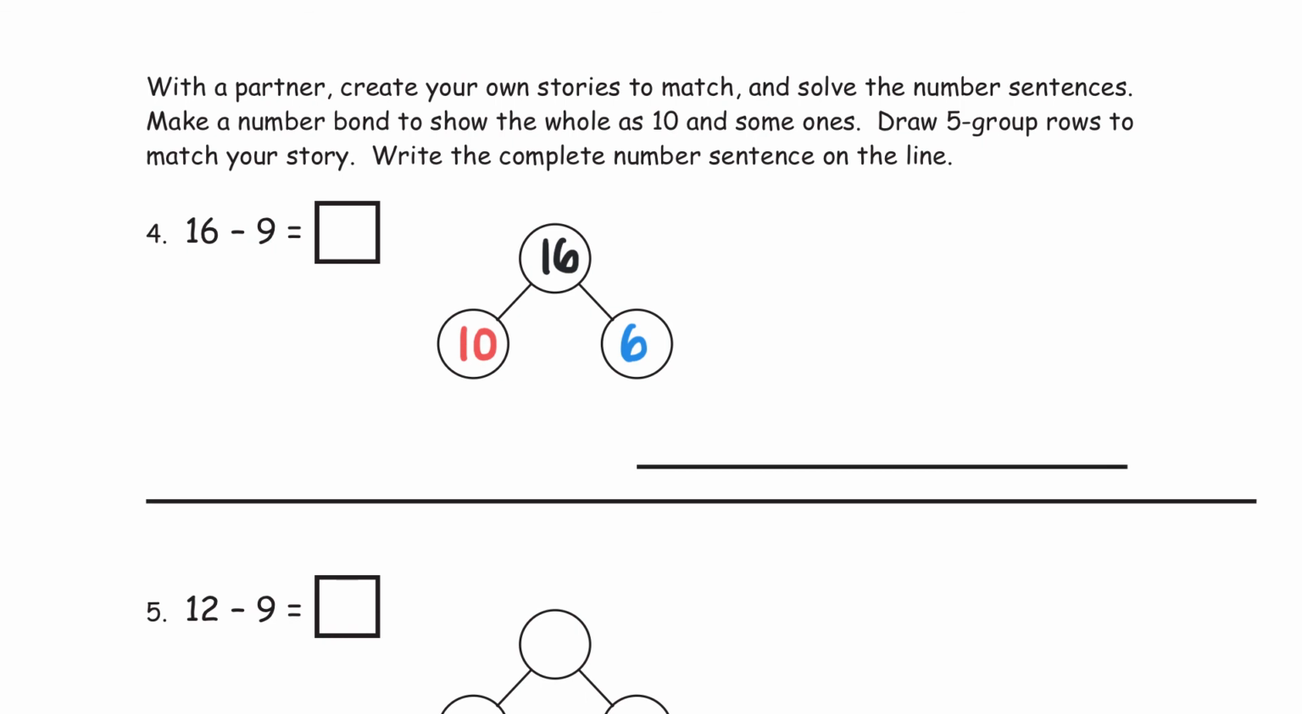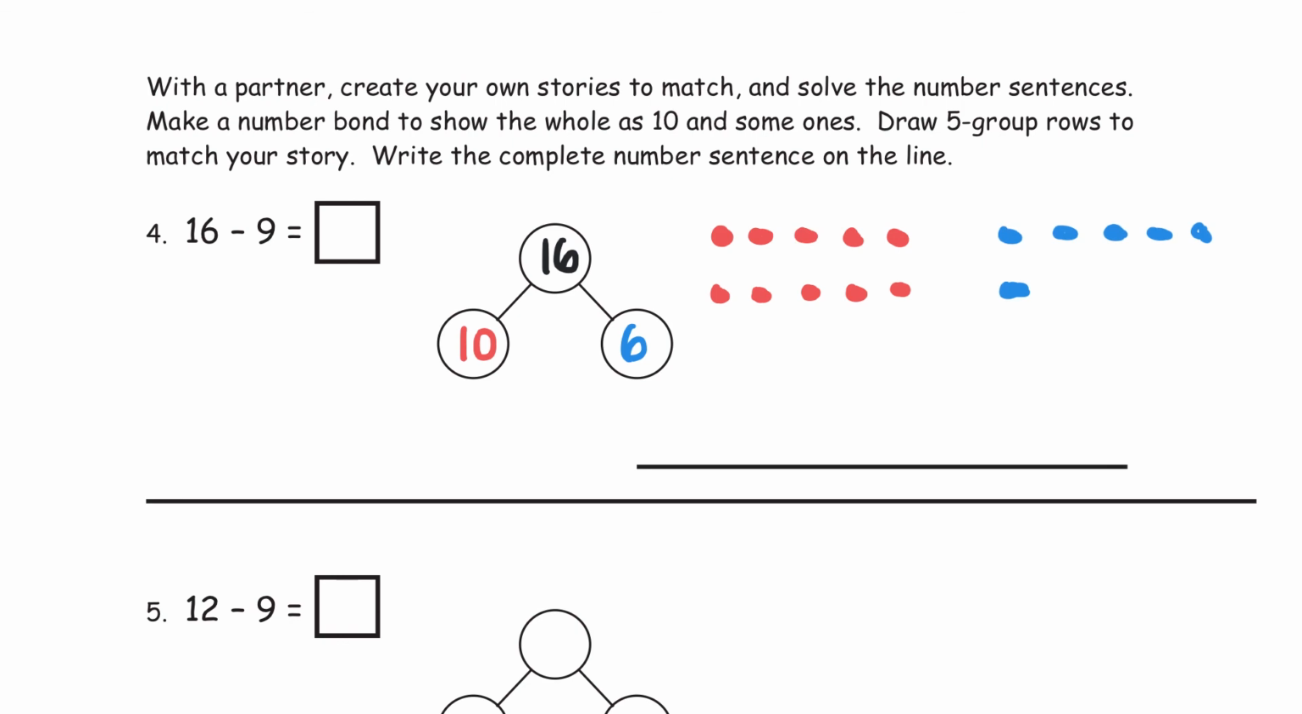Next, we need to draw some dots for this. So let's draw it out. So we know we have to have 10 dots. So let's put that down. We have 1, 2, 3, 4, 5. And this is what they mean when they say draw 5 group rows. We draw them in groups of 5. So we have 5, 6, 7, 8, 9, 10. And then we have 6. 1, 2, 3, 4, 5, and 6.